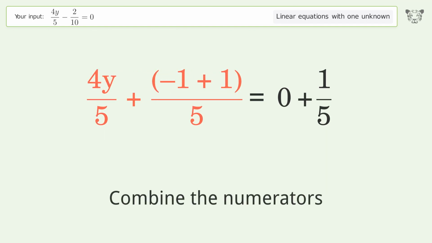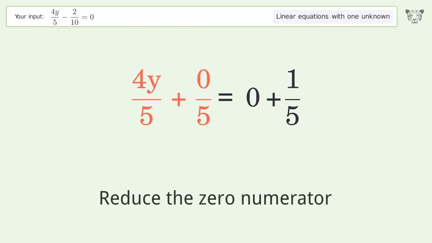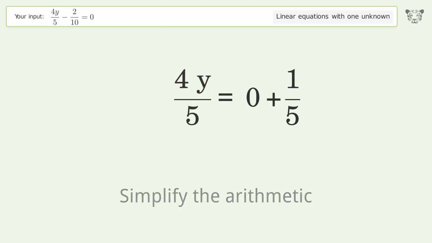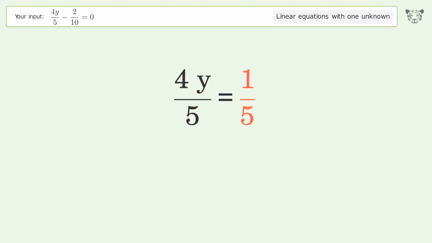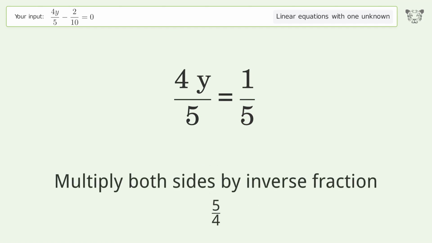Combine the numerators. Reduce the zero numerator. Simplify the arithmetic. Isolate the y. Multiply both sides by inverse fraction 5 over 4.